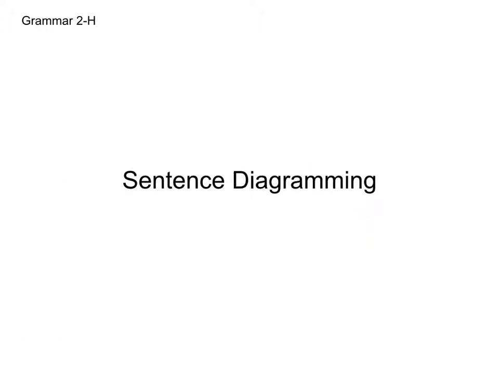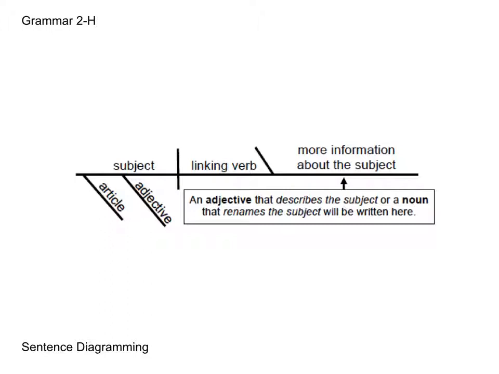Our last concept is going to be sentence diagramming. And so let's look at the basic structure first. We're going to be looking at sentence diagramming with linking verbs in this section. So we start with our subject, and then right after that is going to be the linking verb. Those are separated by a vertical line. And then we're going to have more information about the subject, which is going to be separated from the verb with a diagonal line. And then, as always, we put articles and adjectives describing the subject underneath the subject, connected by diagonal lines.